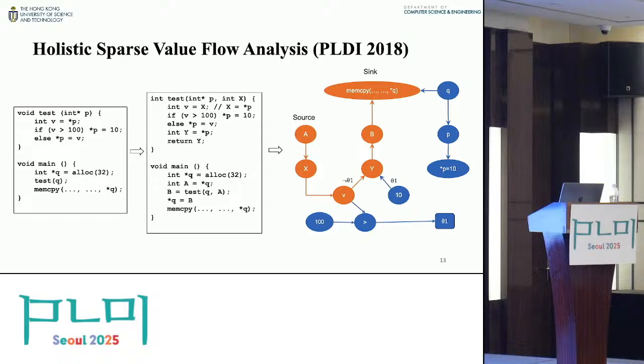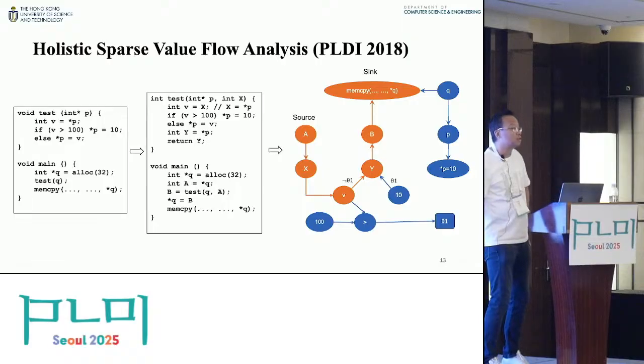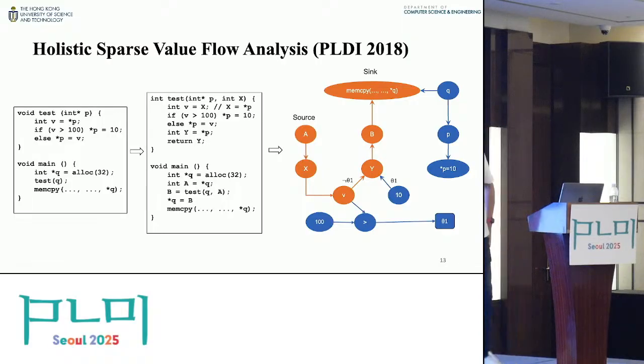Since the pointer P is also being stored, we have to produce another variable. The function test doesn't return any value, but in this case it actually returns a value. We explicitly change this function to return the value, to represent the side effect that's coming from the pointer.